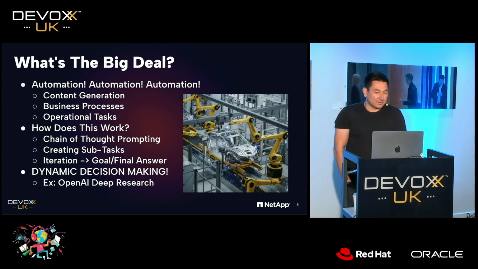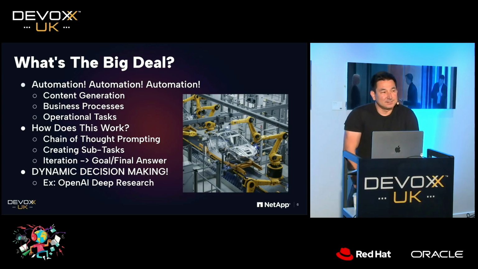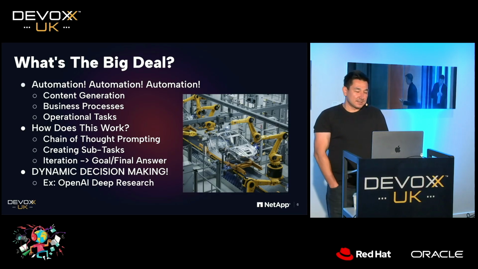And you can do literally anything that you can dream up with an agentic system, whether it's content generation to create images, completely automating business processes, operationalizing tasks, right? Like robotic systems building cars in a factory, which, by the way, have been going on for decades now. So how does this work?